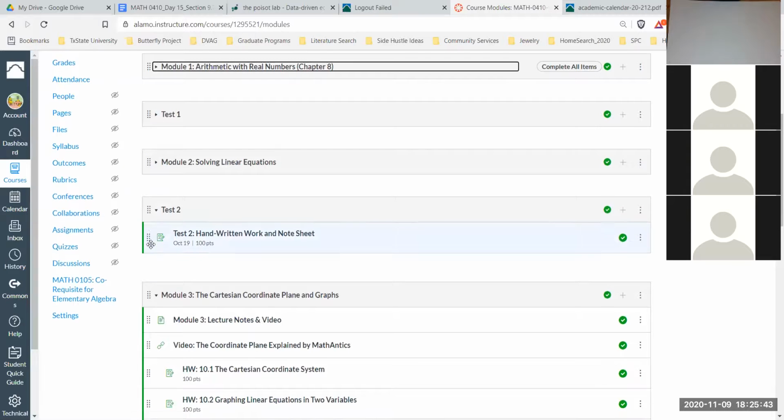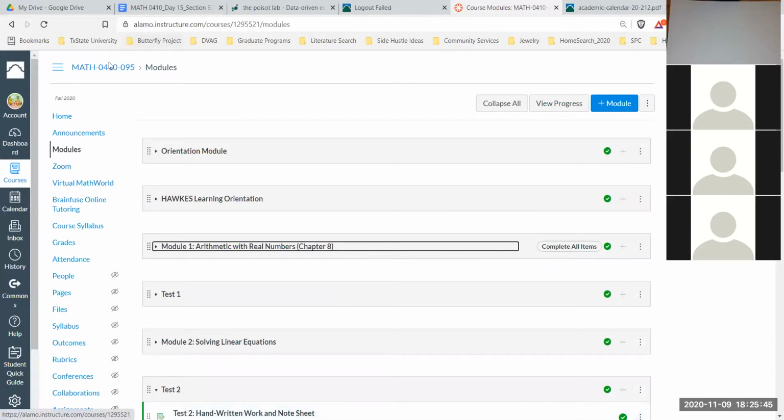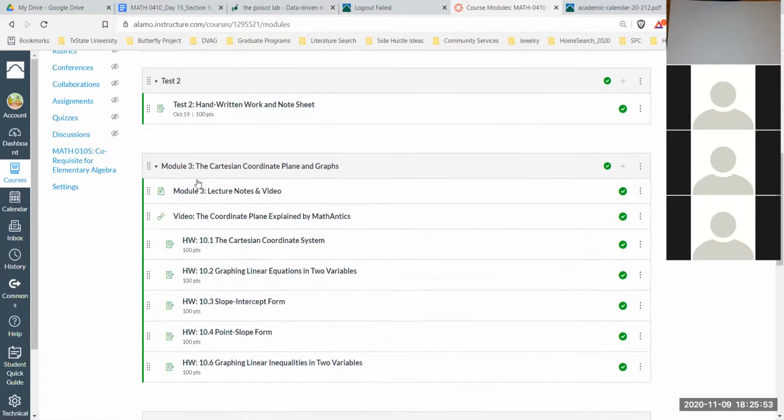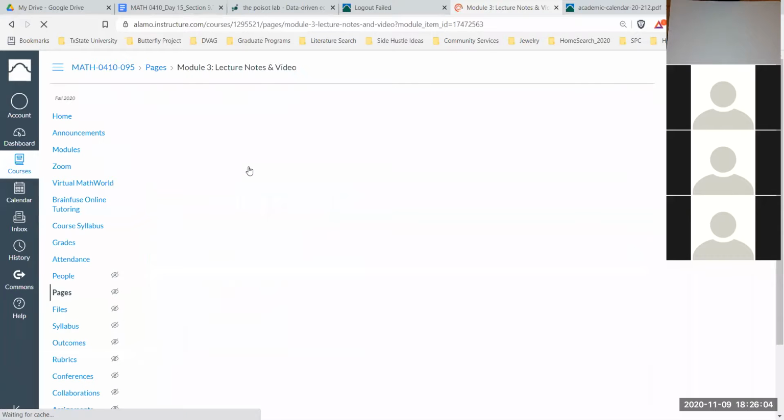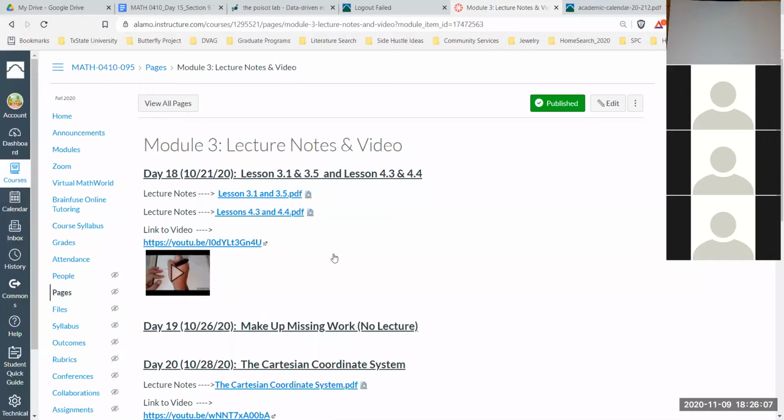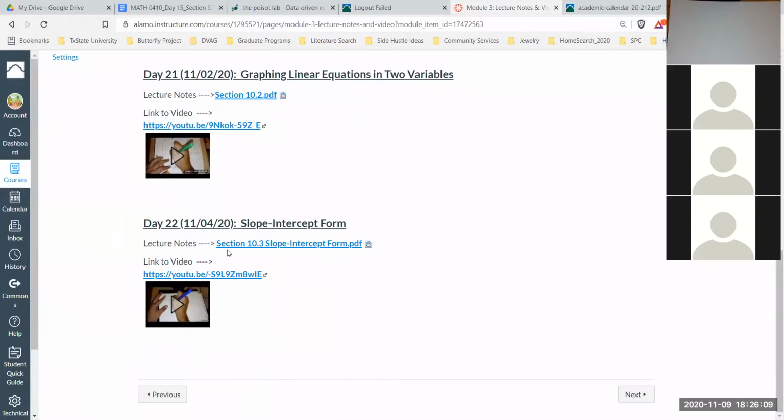But if you go into the modules for Hawks 410, right? I'm sorry, for Canvas Math 410, which is our class, elementary algebra, and you go into the modules and you scroll down to module 3, this is what we're working out of right now. And at the top of each of the modules, you should see lecture notes and videos. At the end of every night, after we're done with our lectures, I post the video and the notes that I write down. And if you scroll all the way to the bottom, you find the most recent one. Okay, so the stuff on 10.3 slope-intercept form, and the video is right here, the link to the YouTube video, but you could just maximize the video here and watch it in Canvas.